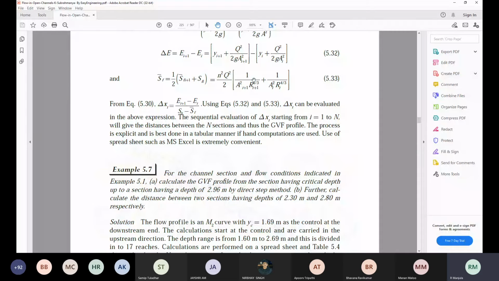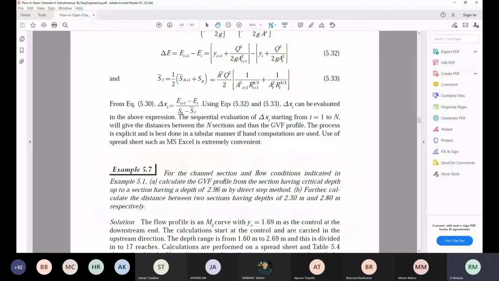R power 2 by 3, when it is squared, you are getting R power 4 by 3. From the Manning's formula, you are getting this. What is Manning's formula? Q is equal to 1 by n A into R to the power 2 by 3 S to the power half. You keep the left hand side and bring the other terms to the right hand side and square it. You will be getting Sf.